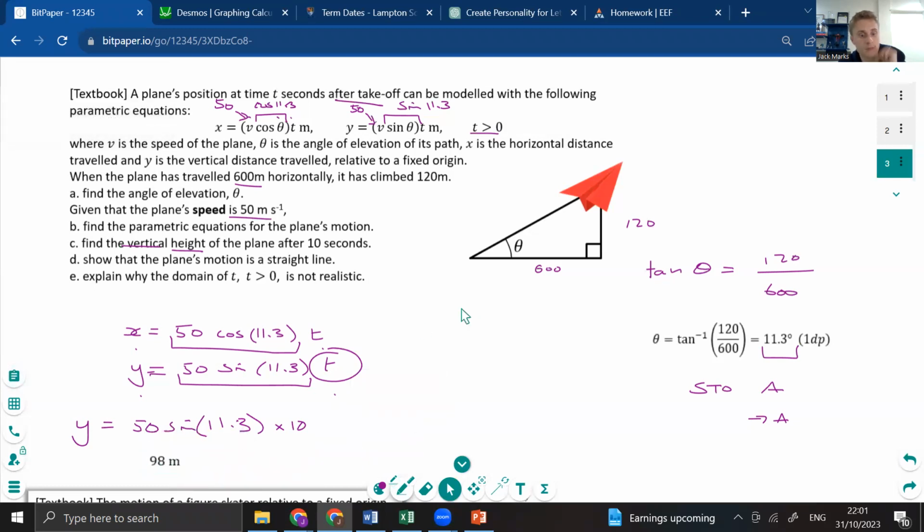Right. Let's keep going. Show that the plane's motion is a straight line. Okay. So, right, what was I going to say? A straight line. So as it continues, it's going to keep this angle then. So we may have suspected already that it has a straight line. So what would be a good way of doing this?